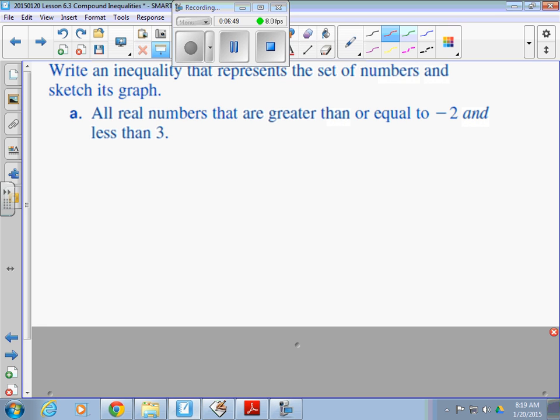Okay, for this one, we're going to write an inequality that represents the set of numbers and sketch its graph. So the graphs are not sketched for you. Go ahead and turn it over where you have a little room. All real numbers, you don't have to write out the sentence. All real numbers that are greater than or equal to -2 and less than 3. Take about a minute to do that one.